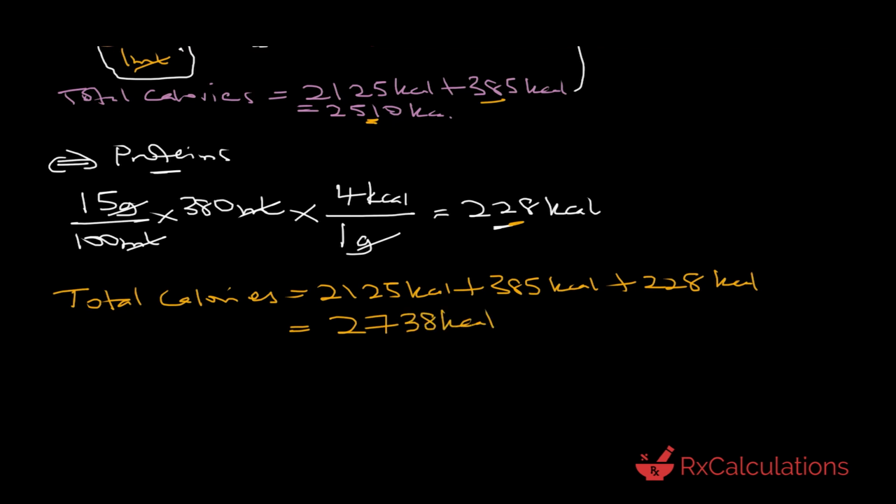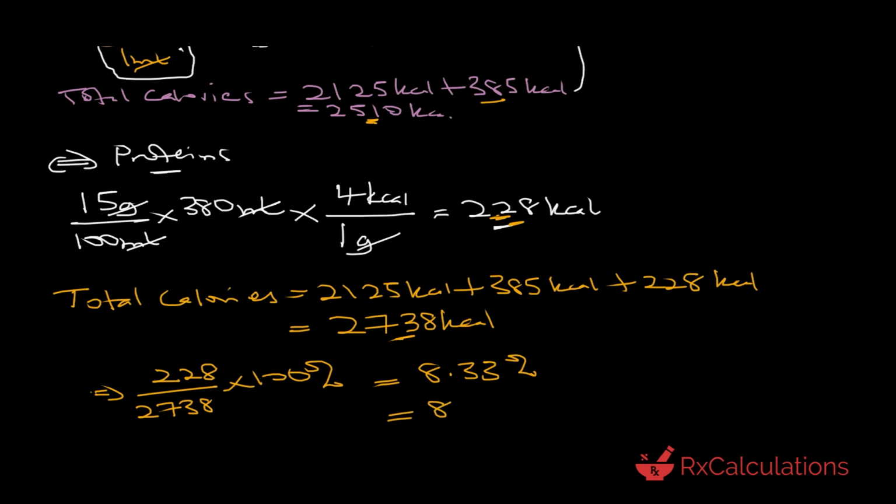What was the question? The revised edition of the question: what percentage of calories is represented by proteins? What you do now is you take the contribution of the protein, which is 228. You divide that by the total, and then you multiply by 100 always. So 228 divided by 2738 times 100 is 8.33. I believe it said round to the nearest whole number, so that will be 8.